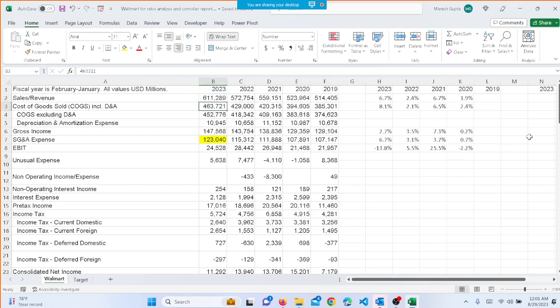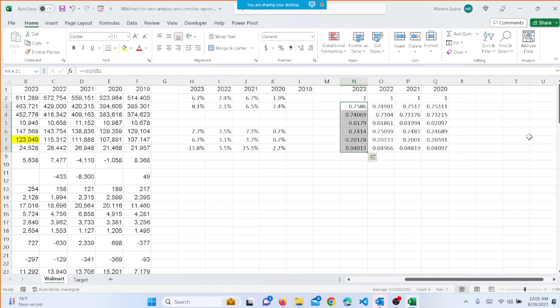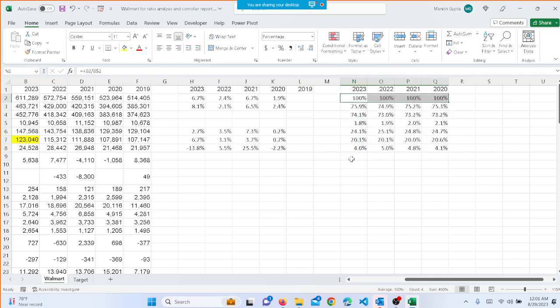So how do we do that? We calculate the cost of goods sold divided by the sales. So that's how we are going to calculate it. Sales divided by sales we normally don't do, but you can do that as well, just for the sake of filling up the information here. So we can do this as well. And then we can calculate just a few rows first. Okay, so now we have calculated the information.